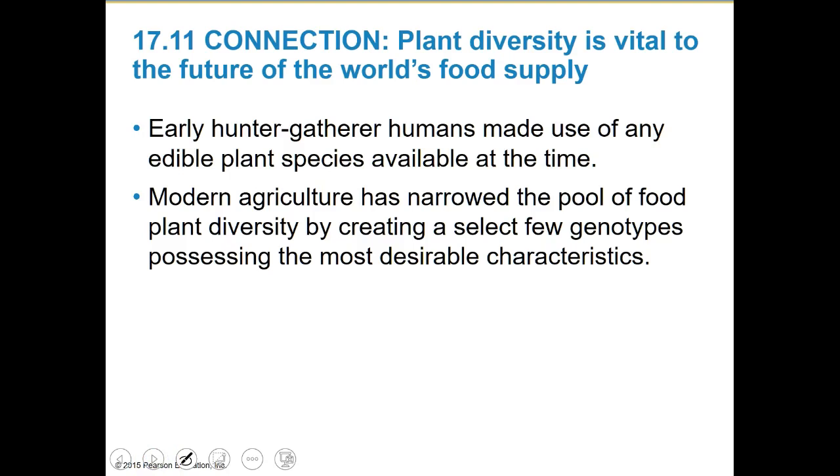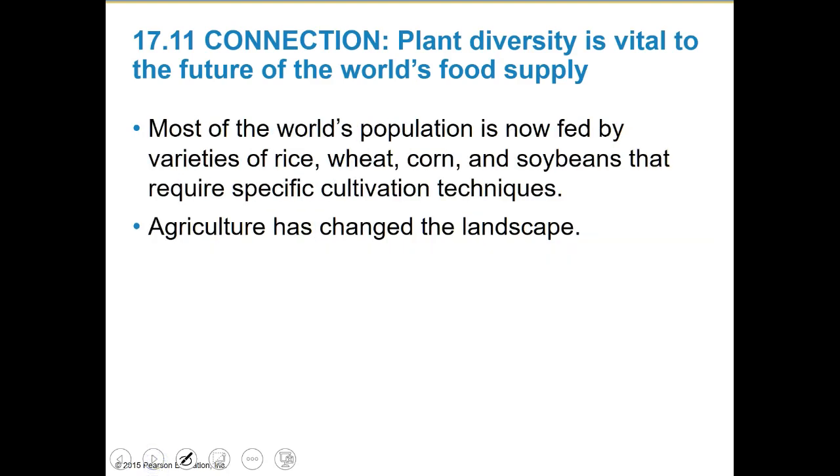Early hunter-gatherer humans made use of any edible plant species available at the time, but modern agriculture has narrowed the pool of food plant diversity by creating a select few genotypes possessing the most desirable traits. So we've limited some of the genetic diversity because of agriculture, which is interesting for me because I've worked through agriculture stuff, so I'm thinking of the pros and cons of agriculture. We could have a different discussion on that one day.